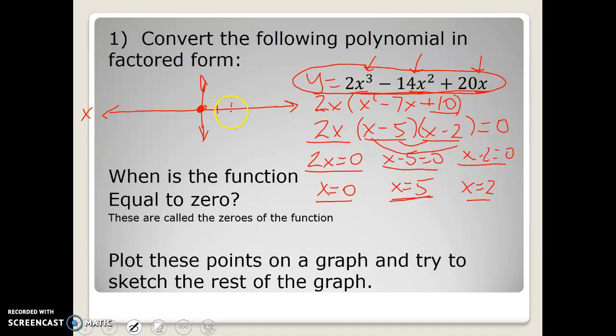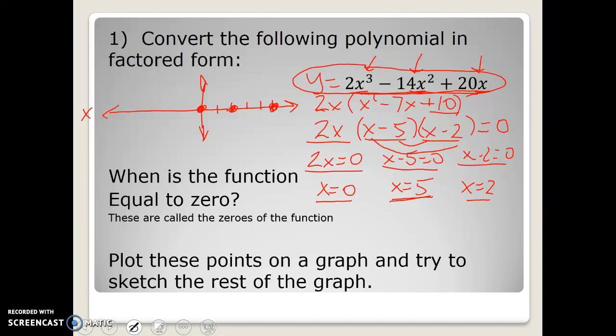Well, that's the point 5, 0. The x is 5, the y is 0. And then if I let x be 2 and plug a 2 in for these x's, I would get another 0 back out. So my zeros look like that. And so I don't really know much about the graph at this point, but I do know it hits the x-axis in those 3 places.